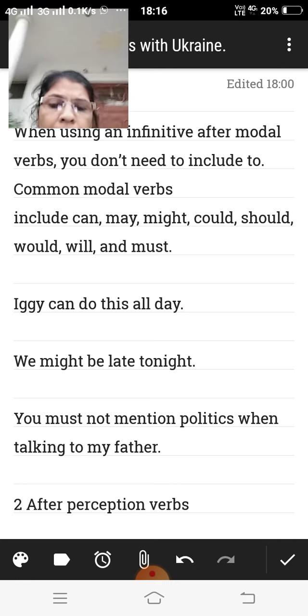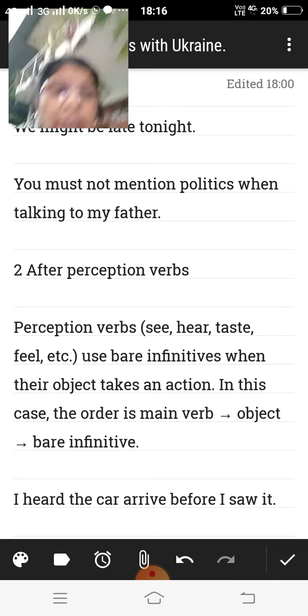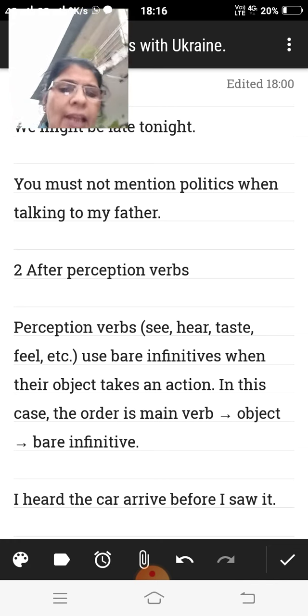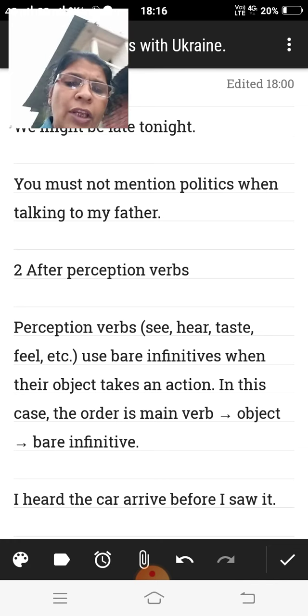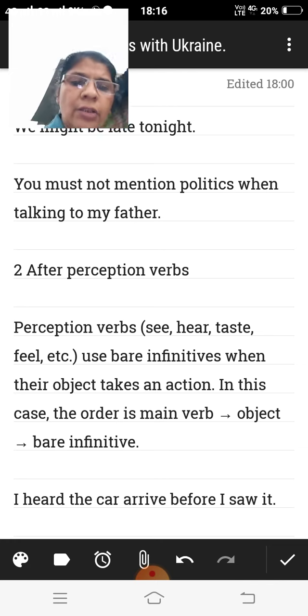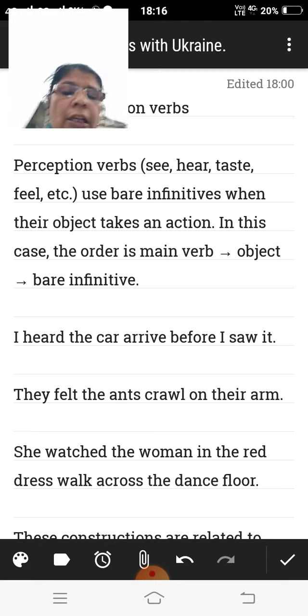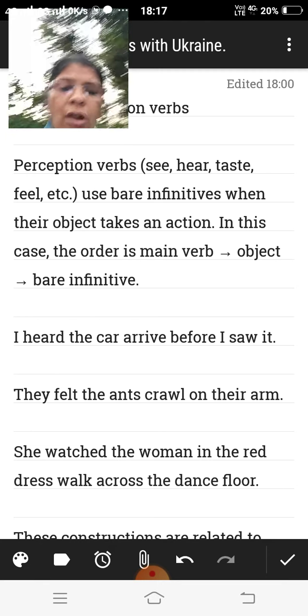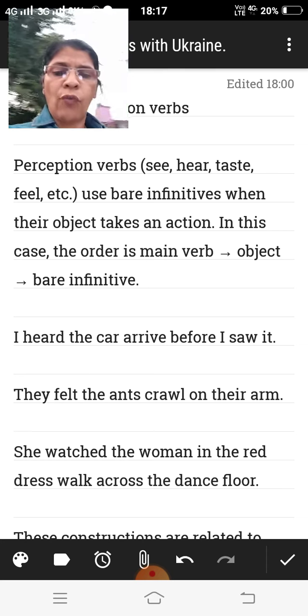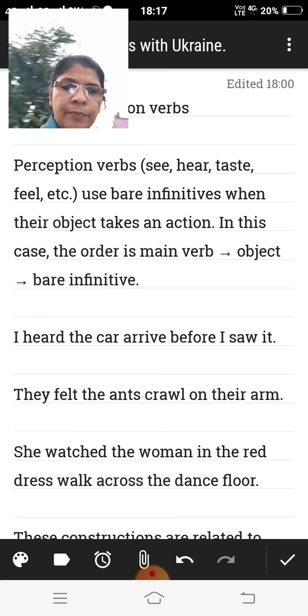After perception verbs. Perception verbs: see, hear, taste, feel, etc. Use bare infinitives when their object takes an action. In this case, the order is main verb, object, bare infinitive. I heard the car arrive before I saw it. They felt the ants crawl on their arm.